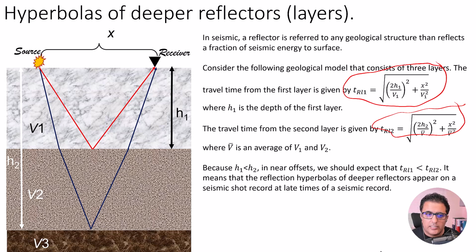As a result, if we look at the seismic data, we're going to see 2 hyperbolic events. The hyperbolic event that comes from the shallow reflector appears at the beginning of the seismic section, and what you see here for the second reflector appears at a later time. And this is something that can be verified by comparing these 2 equations.